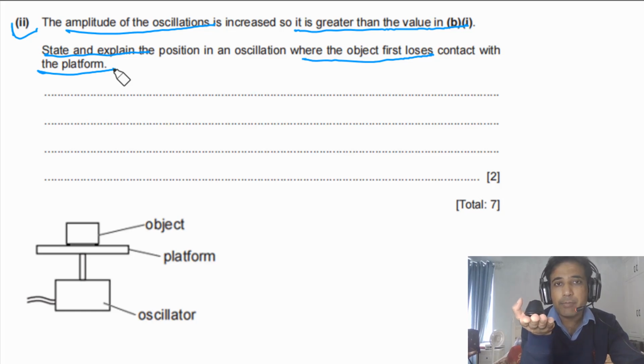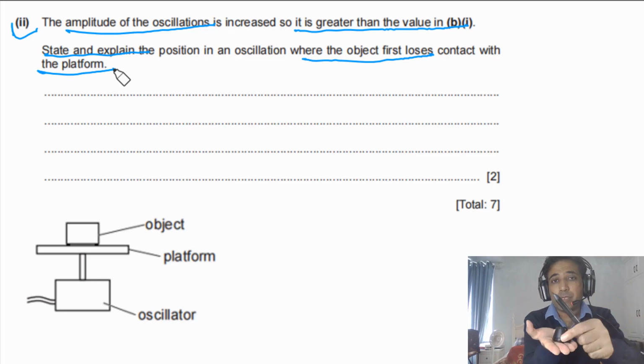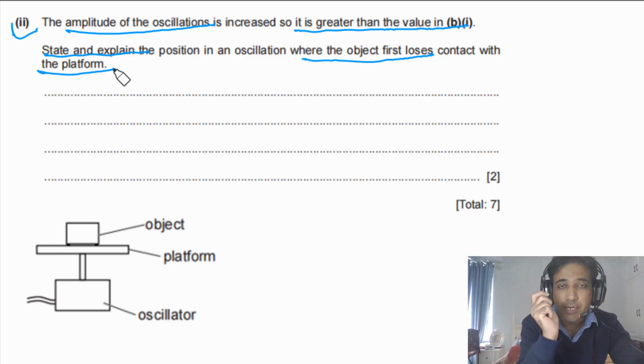And where will this happen? This will happen at the top of oscillations, not at the bottom. At the bottom, if acceleration is greater than g, it will still stay in contact, and it will lose contact when the acceleration of the oscillator is greater than g at the top. Meaning the oscillator will fall down faster than the object, so it will lose contact at the top when the downward acceleration of the oscillator is greater than g.